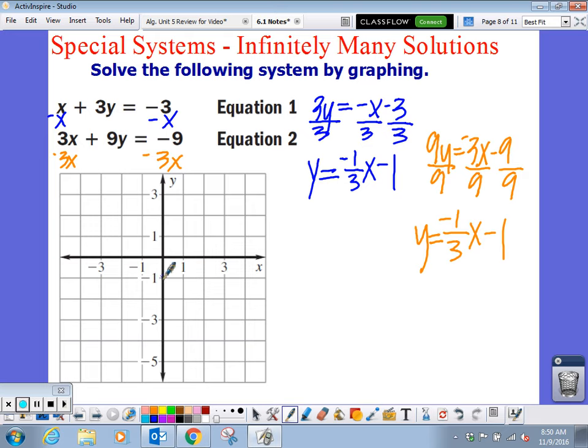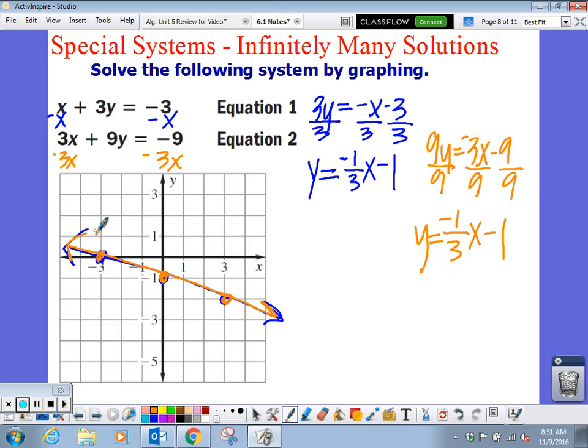So I'm going to go ahead and graph this. I'm going to start at negative 1. And my slope's negative 1/3. So I'm going to go down 1 over 3 or up 1 over 3. So there's my first line. You don't really need to graph the second one because it's exactly the same, but I'm just going to show you. It starts at negative 1, goes down 1 over 3, and you have the exact same line.